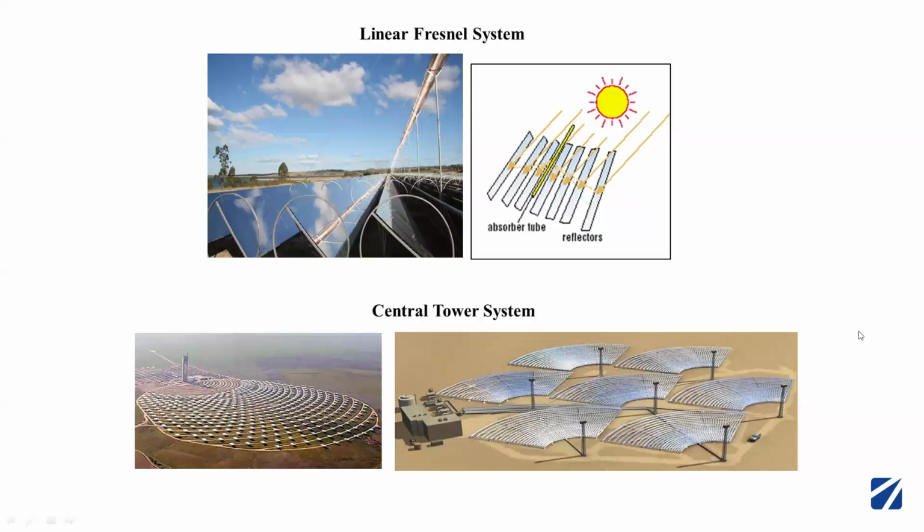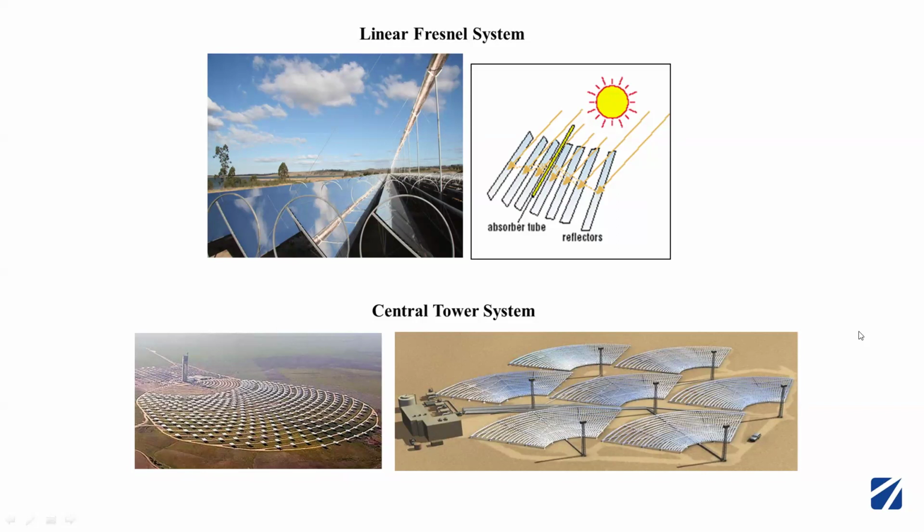Next is the linear Fresnel system. This system usually uses Fresnel lenses. These lenses actually track the sun. In a linear Fresnel system, many reflectors are arranged, and all these reflectors have only one pipe carrying the working fluid. They track the sun and focus the reflected radiation onto this pipe, so that the working fluid gets heated up.